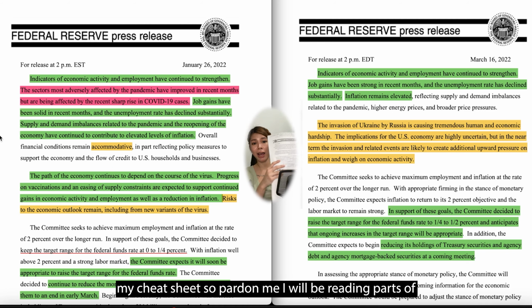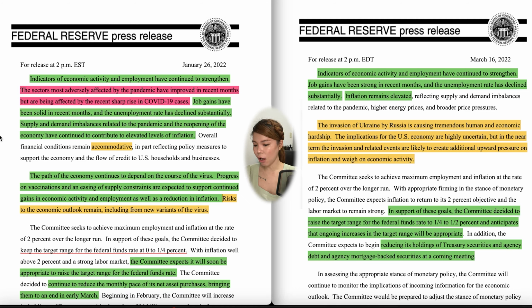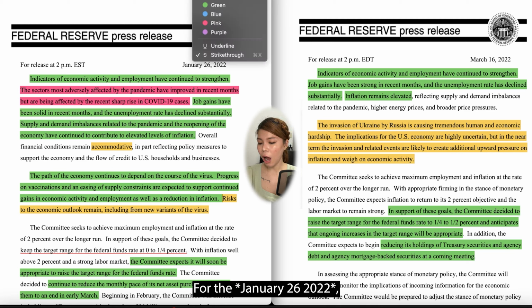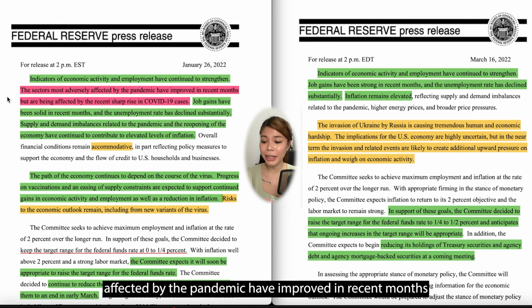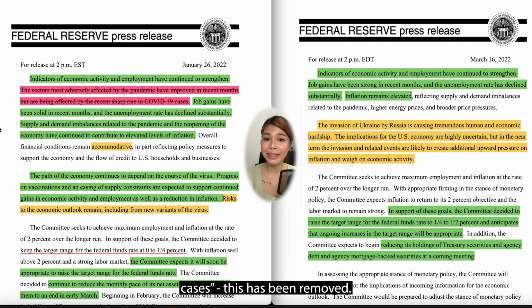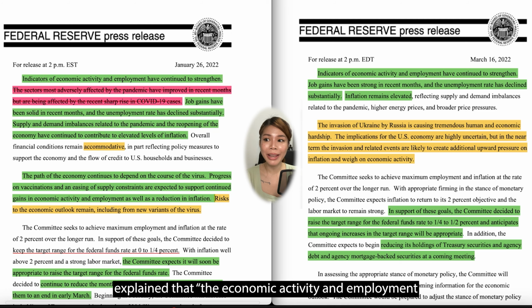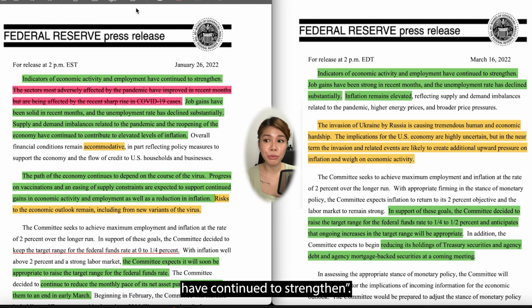I have here my cheat sheet, so pardon me, I will be reading parts of my cheat sheet. For the January 2022 statement, the portion where the sectors most adversely affected by the pandemic have improved in recent months but are being affected by the recent sharp rise in COVID-19 cases has been removed. And then what they did is they just explained that the economic activity and employment have continued to strengthen.